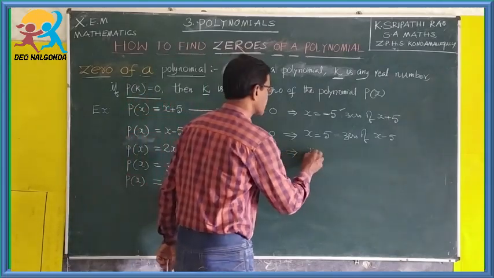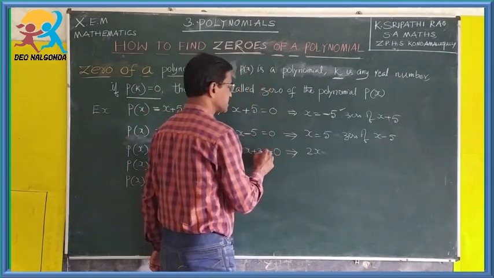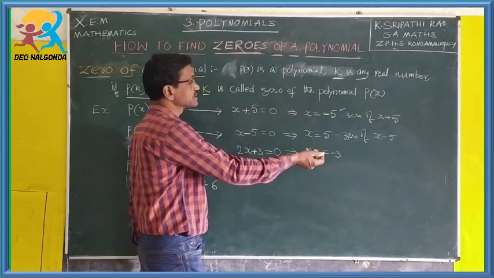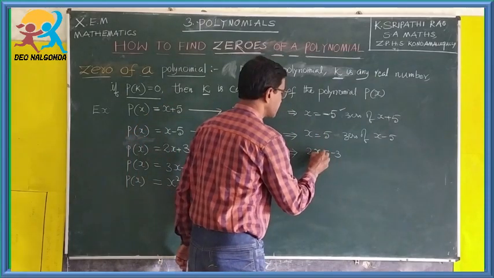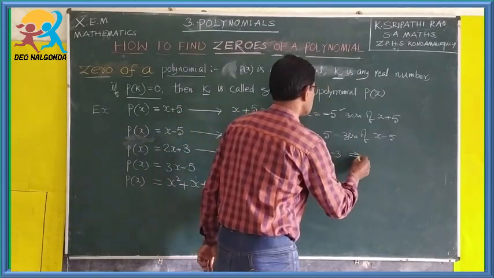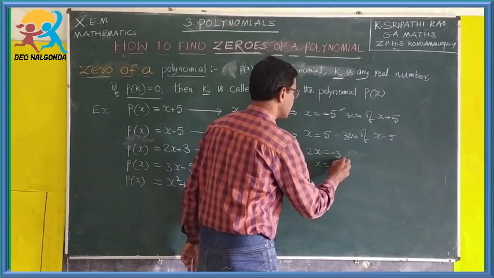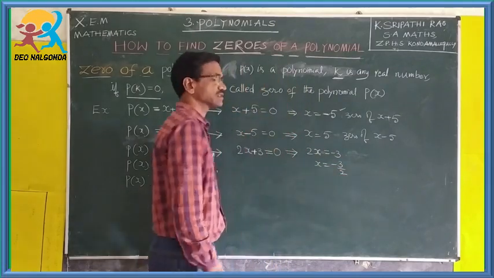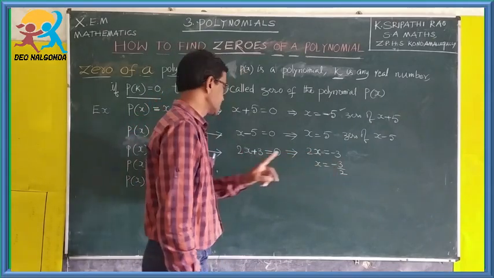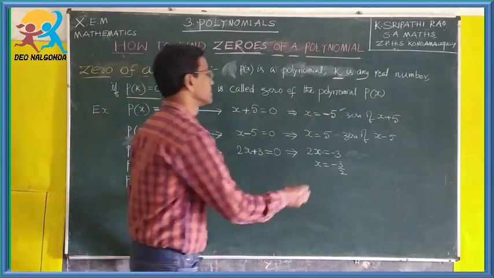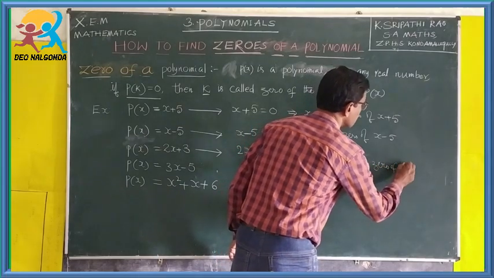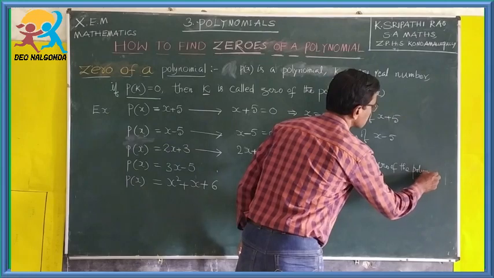Let us understand the problem. 2x plus 3 equals 0, so 2x is equal to minus 3, by transposing plus 3 to the right side. Now x is not the subject here. We have to transpose the 2 to the right side. This implies x is equal to minus 3 by 2. The multiplication symbol is there, and by transposing it becomes the denominator. Minus 3 by 2 is the 0 of this polynomial.